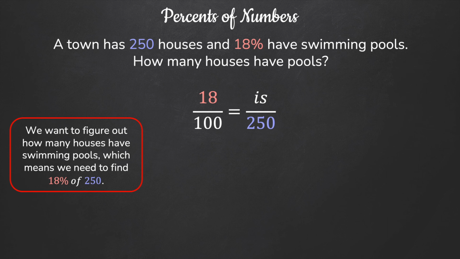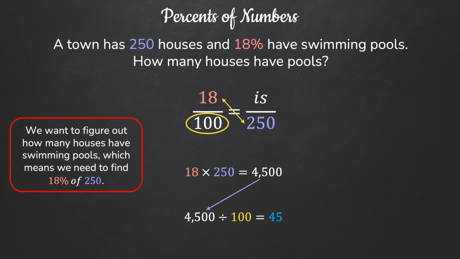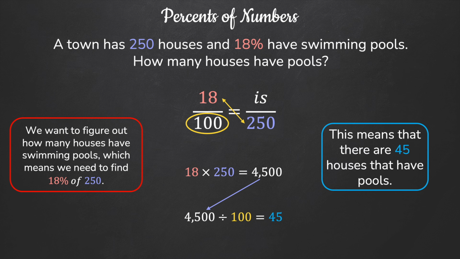In order to do that, we're going to cross multiply. And 18 times 250 is equal to 4,500. Then we're going to take the last value we have not used, which is 100, and then we're going to take 4,500 and divide that by 100, which is equal to 45. So this means that there are 45 houses that have pools.